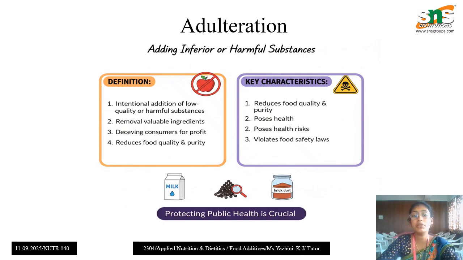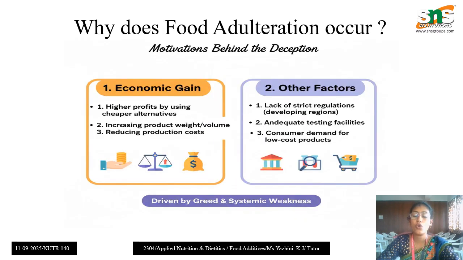For example, a 100 ml milk bottle becomes 300 ml, with 200 ml of water added, which is adulteration. The main point is the intentional addition of low quality or harmful substances. This is the meaning of adulteration. Already said why it happens: economic benefits, lack of regulations, inadequate testing facilities, and consumers demanding low-cost products. For that, this adulteration is happening day to day.